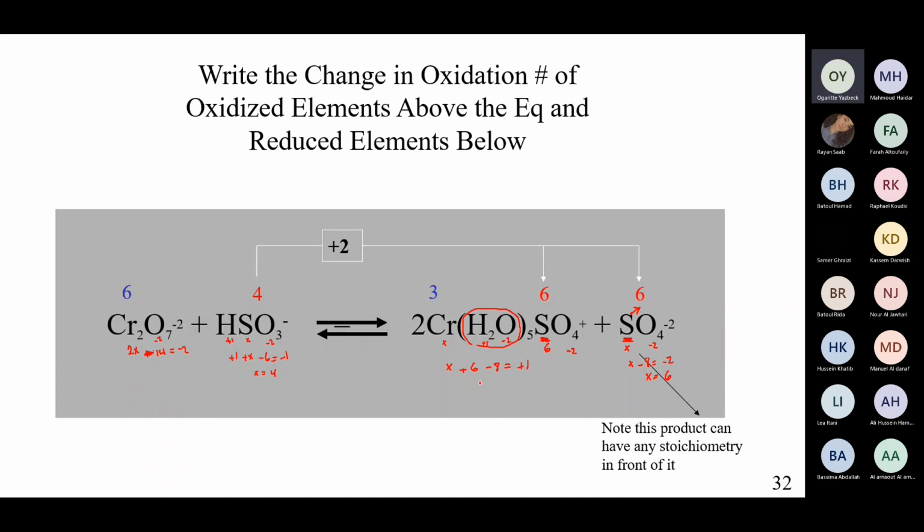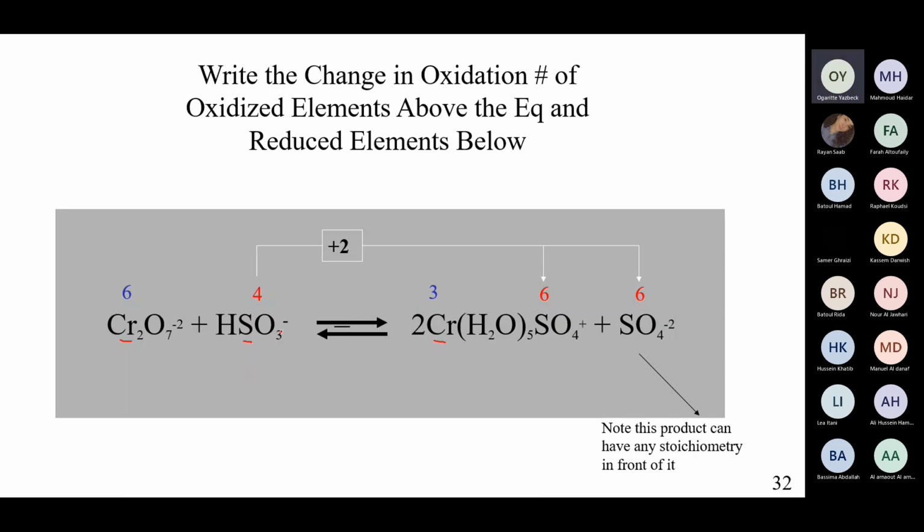So for X, -2 goes to the other side, so X is 3, and indeed the chromium is 3. Now we have the oxidation number of each of the elements in the major compounds. We can see that chromium is going from 6 to 3.